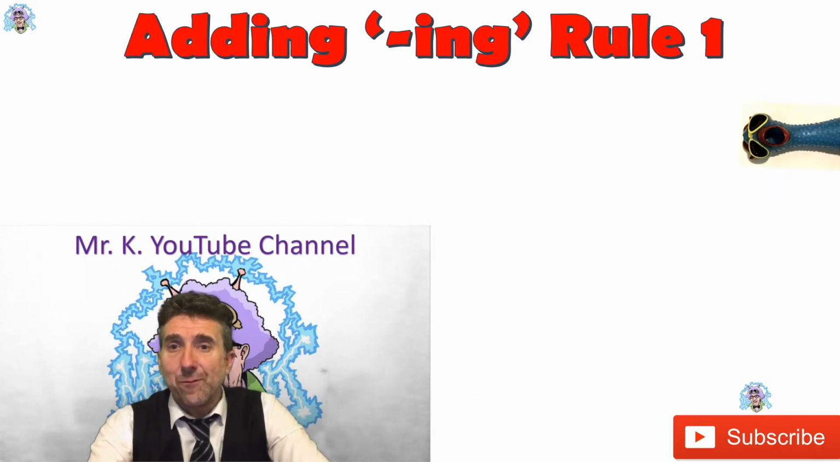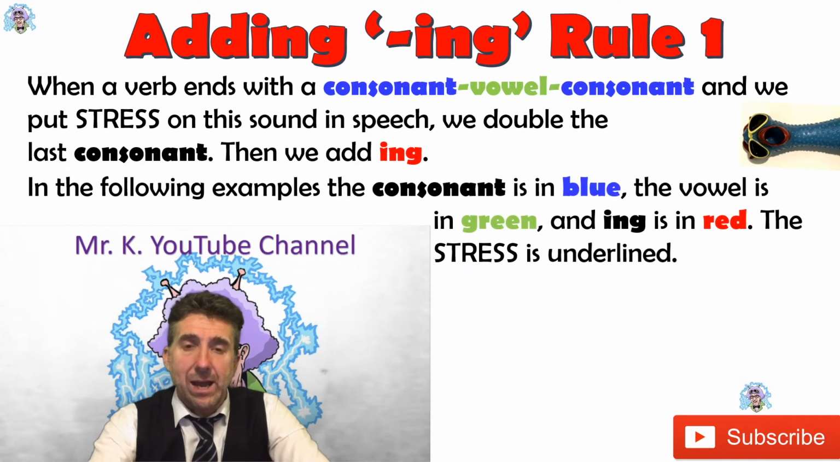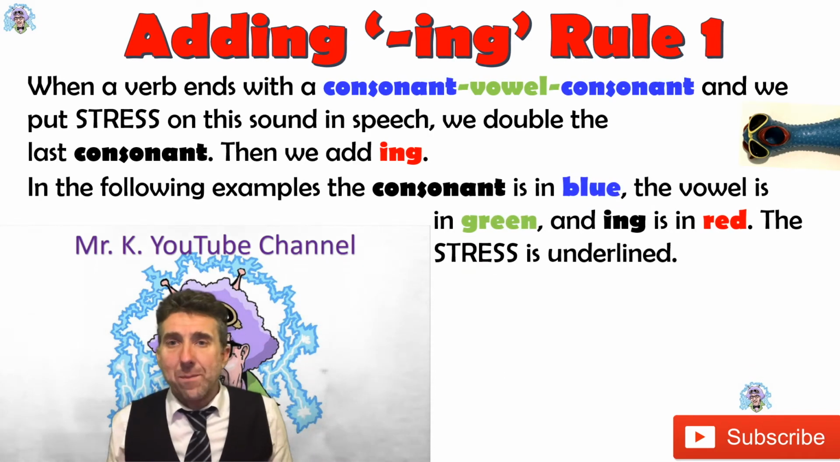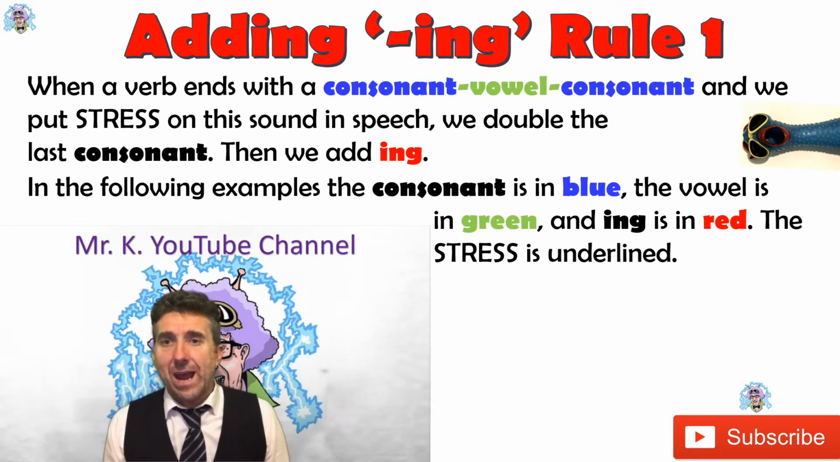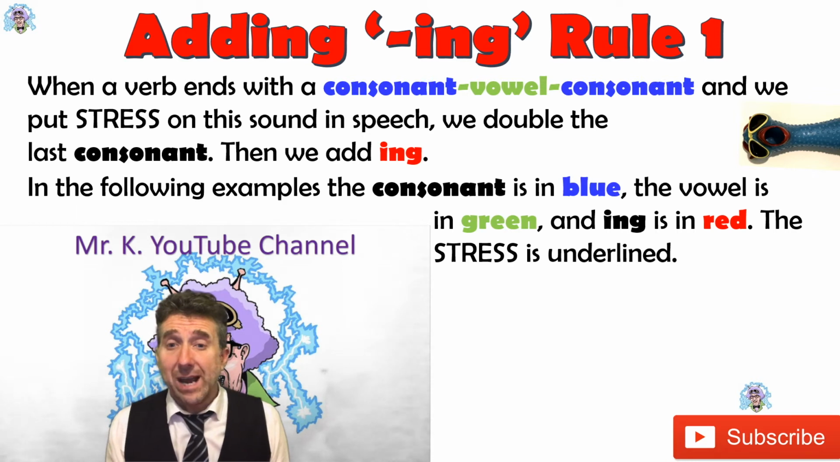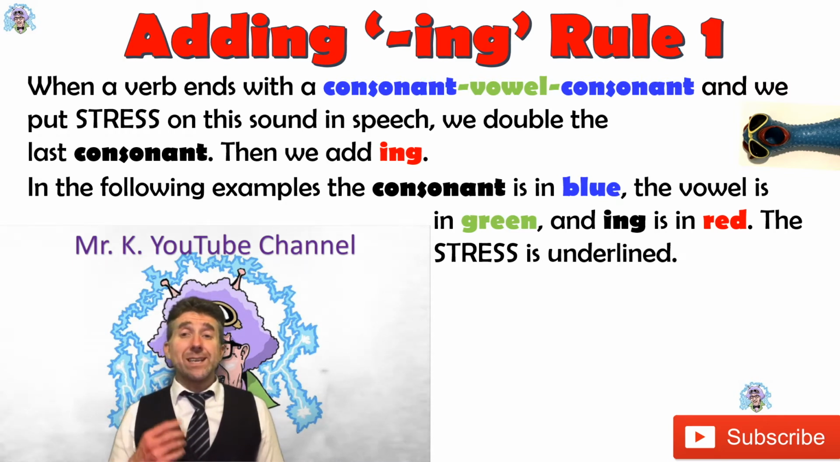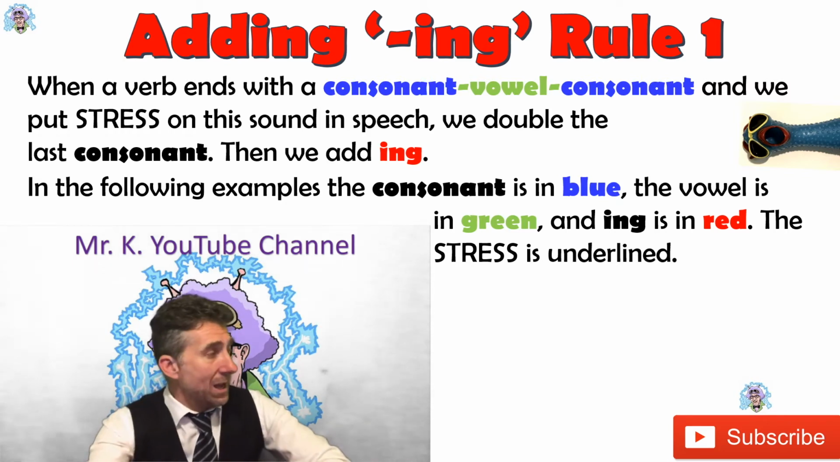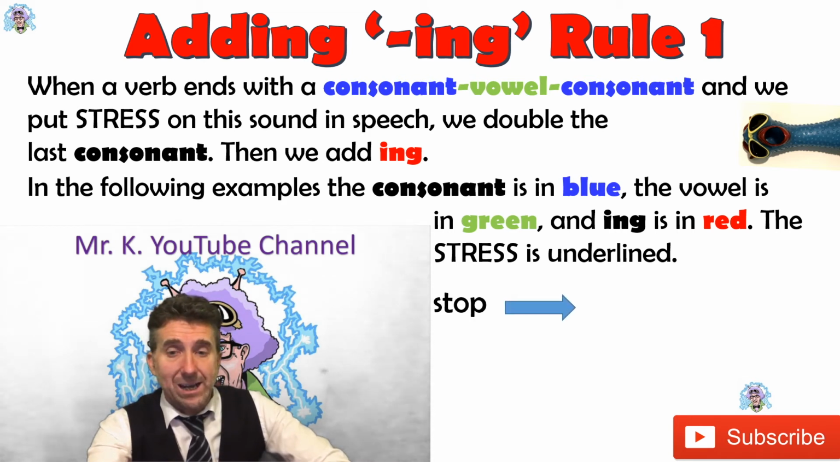On to our first rule. Rule number 1. When a verb ends with a consonant, vowel, consonant, and we stress that combination in speech, we double the last consonant and then add ing. Sounds a little bit complicated, but when you see the examples I've got next to me, I think you'll understand it a little bit easier.